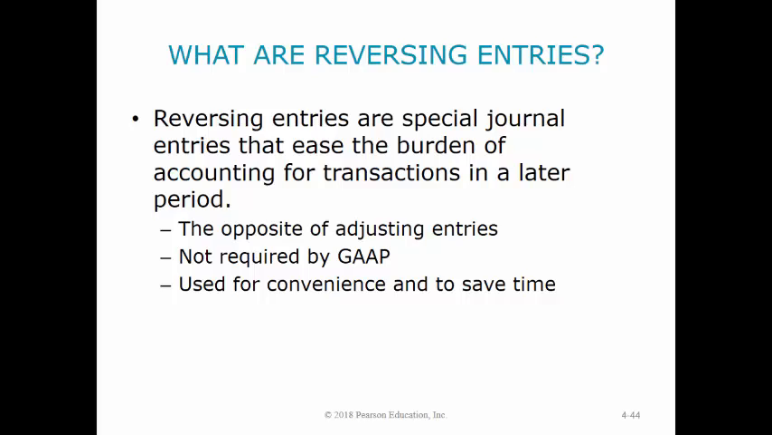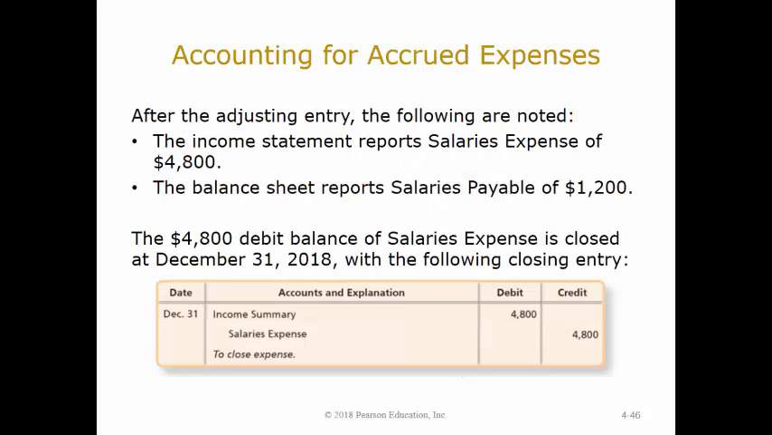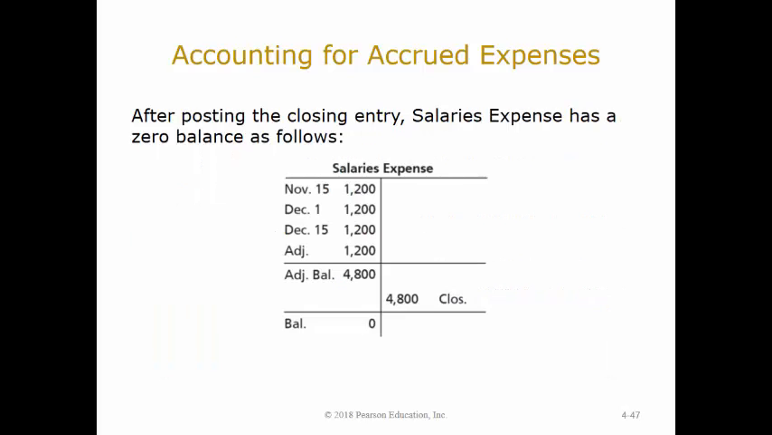Later, when the cash flow related to the accrual finally occurs, the full amount of the cash flow is recorded to the related expense or revenue account. Smart Touch Learning makes an adjusting entry at December 31st to show it still owes its employees an additional $1,200 for the last half of the month. The $4,800 debit balance of salaries expense is closed at December 31st, 2018 with a debit to income summary and a credit to salaries expense. After posting the closing entry, salaries expense has a zero balance.